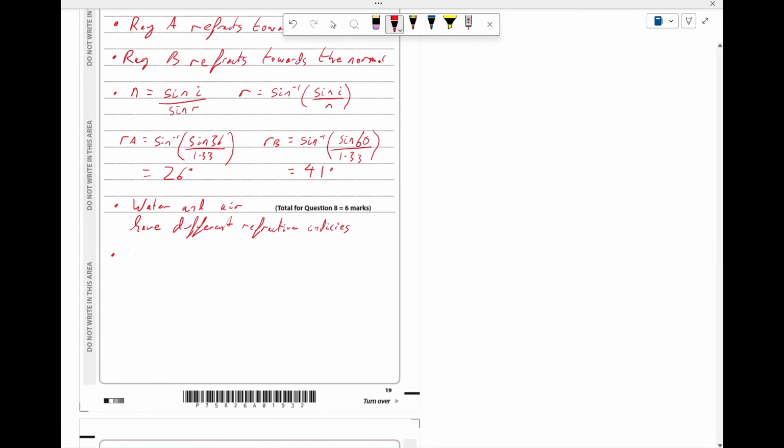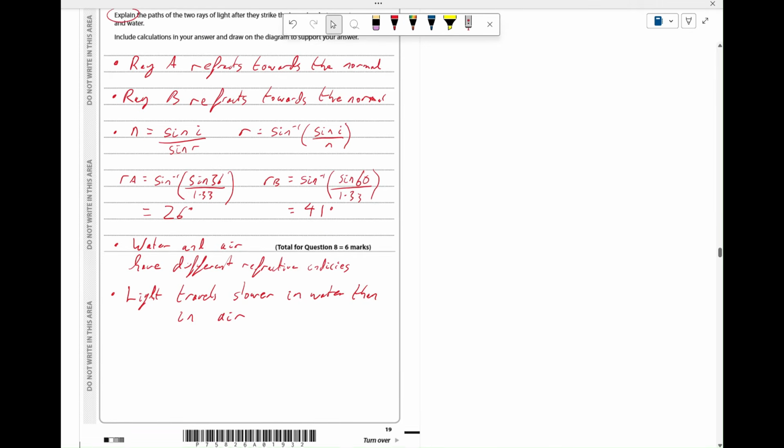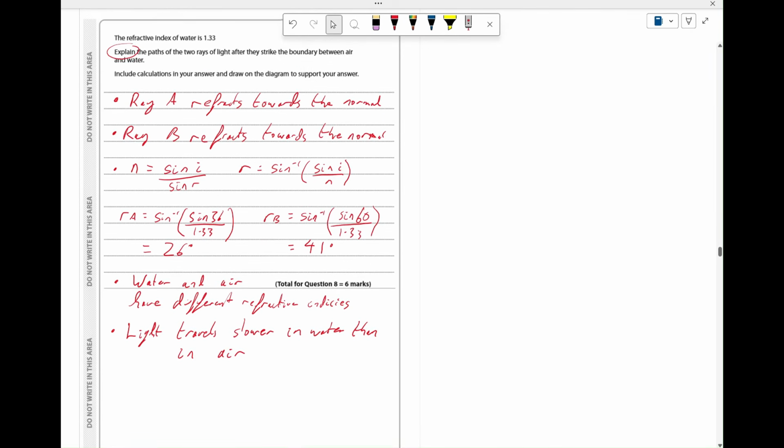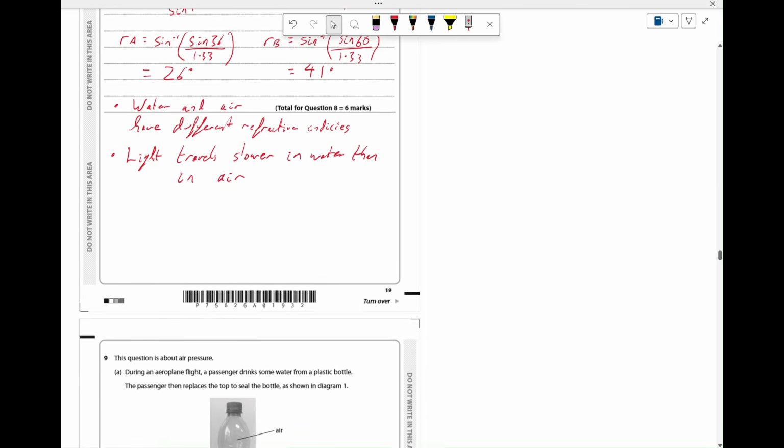Now, what does that mean? It means light travels slower in water than in air. I feel like I've said a lot of things for this. I don't know if I can add any detail to this. I think I've hit 6 marks there.